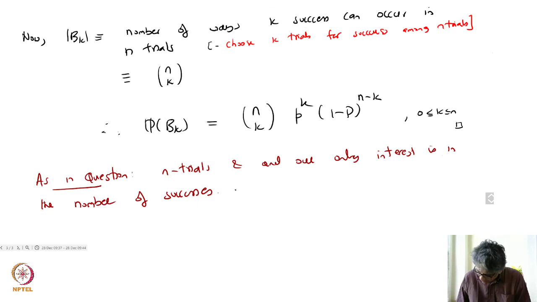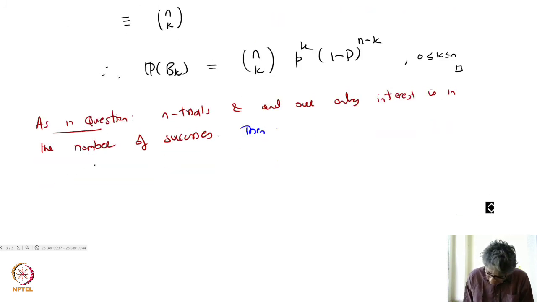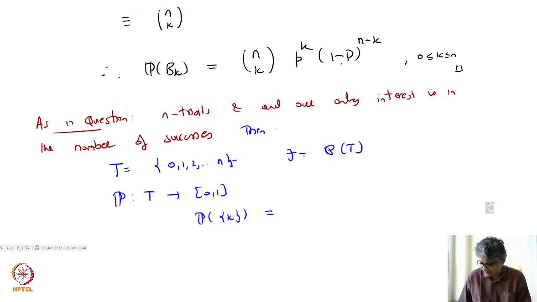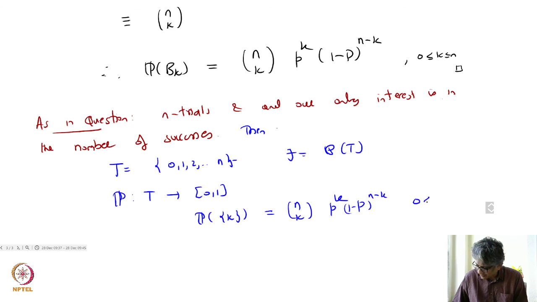So the way you do it is you redefine the sample space in the following way. You could think of the sample space as T, let's say T is 0, 1, 2, up to k, up to n. You let F be the power set of T, that is all possible subsets. And then you let the probability of an outcome k be just like here, where k is the number of successes. This is going to be n choose k, p to the power k, (1 minus p) to the power n minus k, for k in 0 to n.